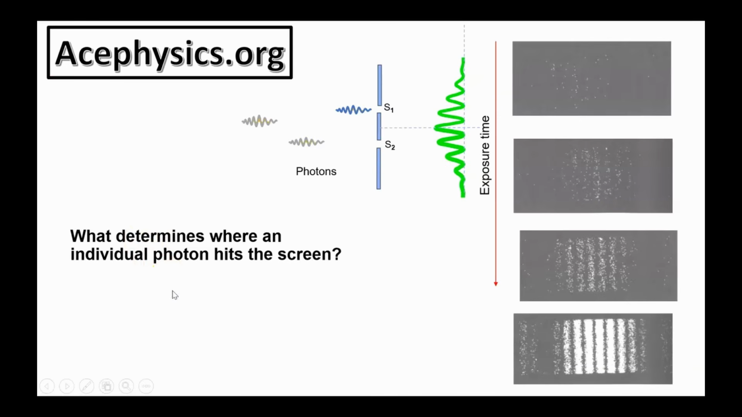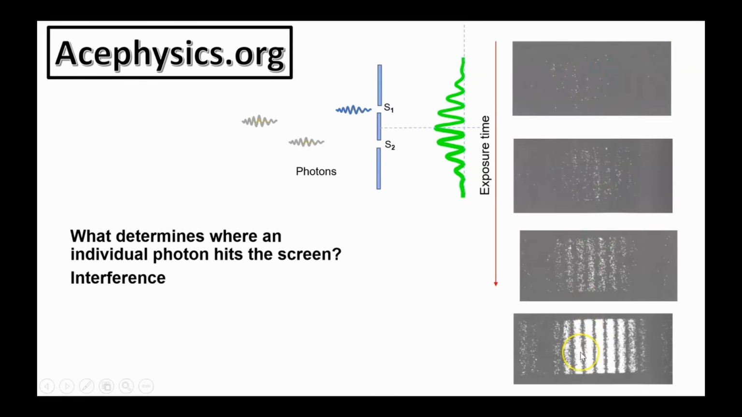What determines where an individual photon hits the screen? Interference determines it. So imagine that you're sending photons through a double slit, and to the right, there is a screen where the photons are hitting. These pictures on the right show photons hitting the screen, and exposure time is getting larger as you move from the top of the screen downward. For low exposure time, there are many little spots where the photons hit. Each one of these is one photon hitting at a time.